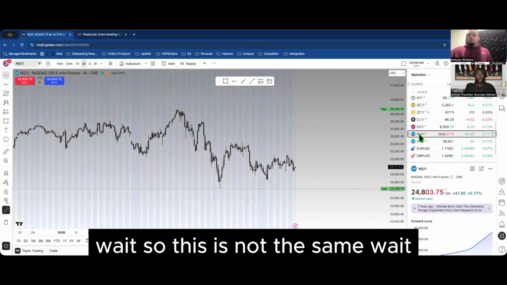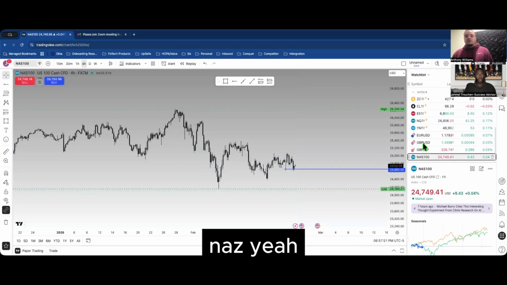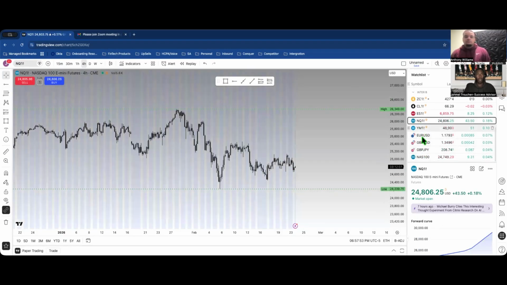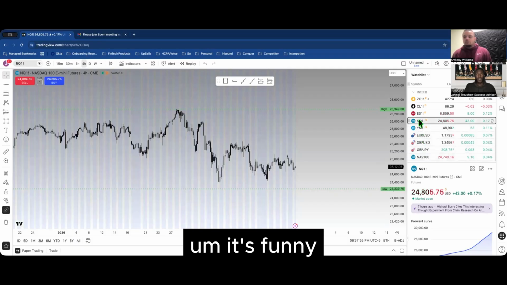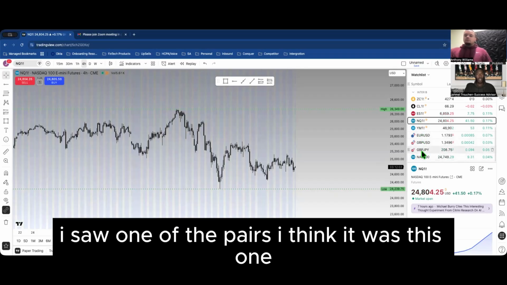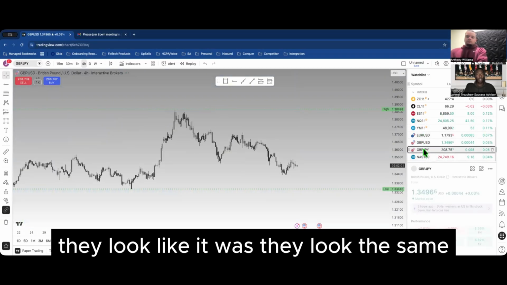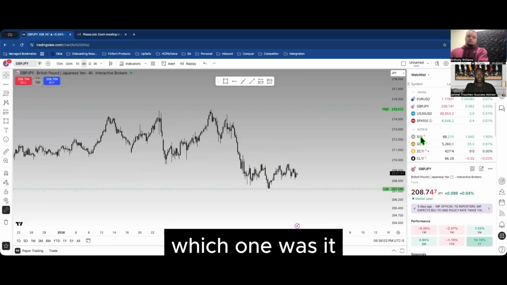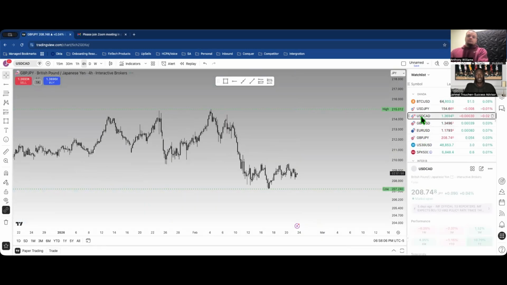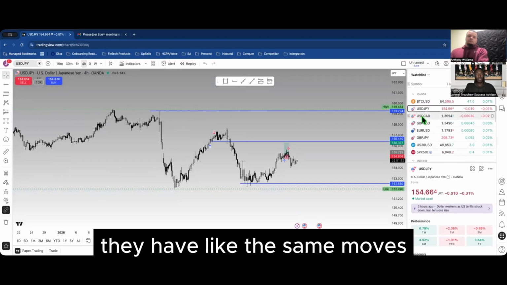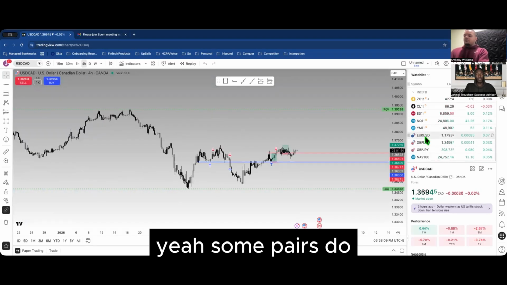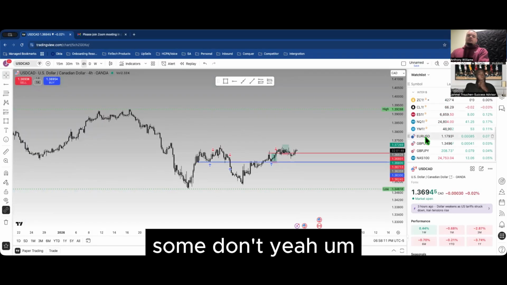Wait, so this is not the same? Oh yeah, this is the same one. It's funny, I saw one of the pairs, I think it was this one. They look the same, they had the same moves. Some pairs do have the same move, some don't.